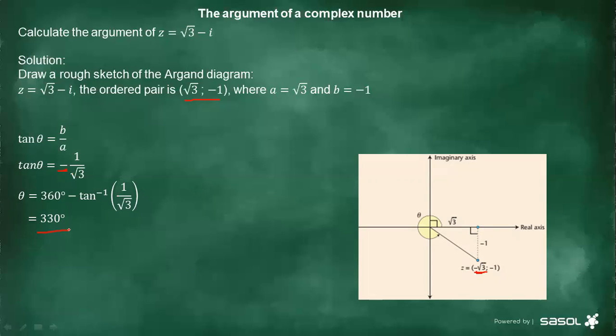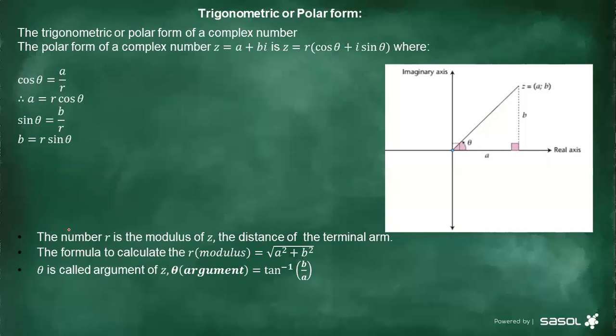So that is the angle we have obtained. That's how you should calculate the argument. What is important for you to be able to calculate the argument is to know the terminal arm. Which quadrant does the terminal arm lie in? Then you take it from there. If it's the second quadrant, 180 minus. Third quadrant, 180 plus. Fourth quadrant is 360 minus. Okay, and then let's proceed.